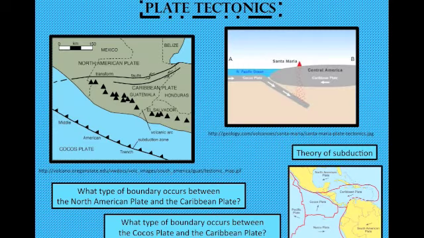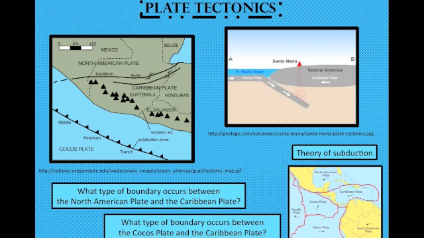Now let's talk about plate tectonics a little bit. The three plates that have to do with Guatemala are the North American plate, the Cocos plate, and the Caribbean plate. You might be asking yourself what type of boundary occurs between the North American plate and the Caribbean plate, and that would be a transform boundary where faults occur, but I'll talk about that in a little bit.